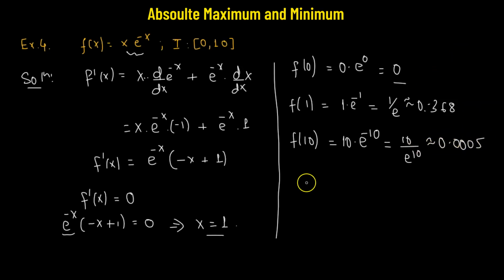0.0005. So here we have the absolute minimum, which occurs at x equals 0, and our absolute maximum value, which occurs at x equals 1. So these are the absolute minimum and maximum values. Let's move on to the final problem.